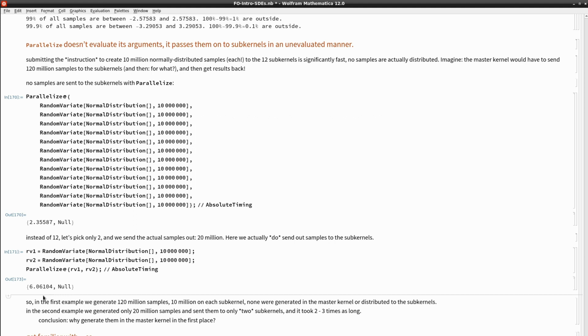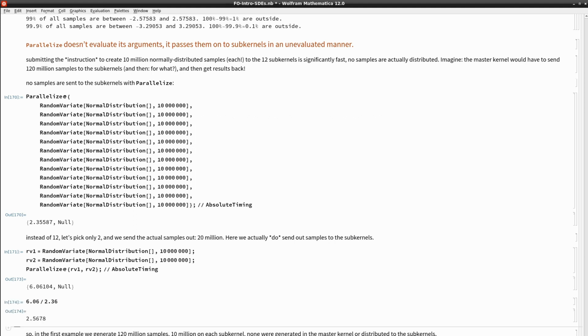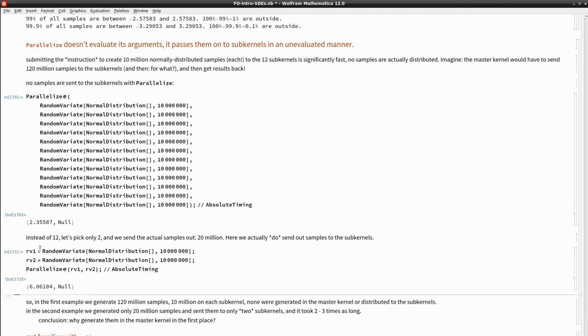So when we have this 6.06 by 2.36, this is about 2.5 times faster in the parallel version, and just on 2. So you really have to multiply this with 6, because I'm talking about 2 out of 12 subkernels. So we have to multiply this with 6. So it's about 15 times faster, but it's also more memory efficient. The communication overhead is different.